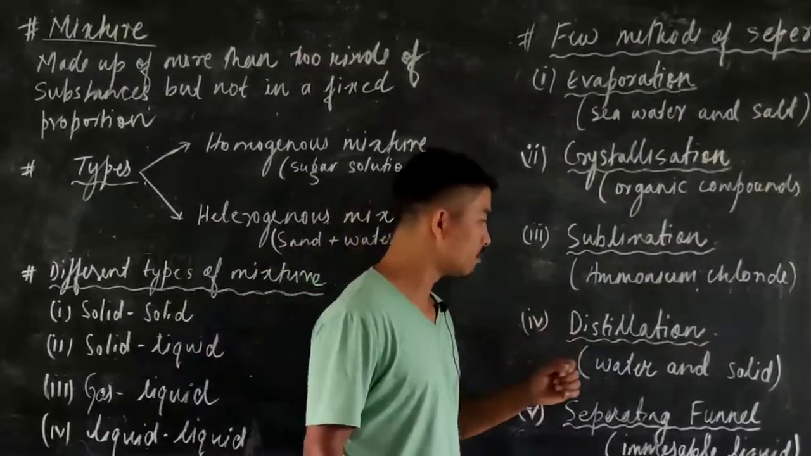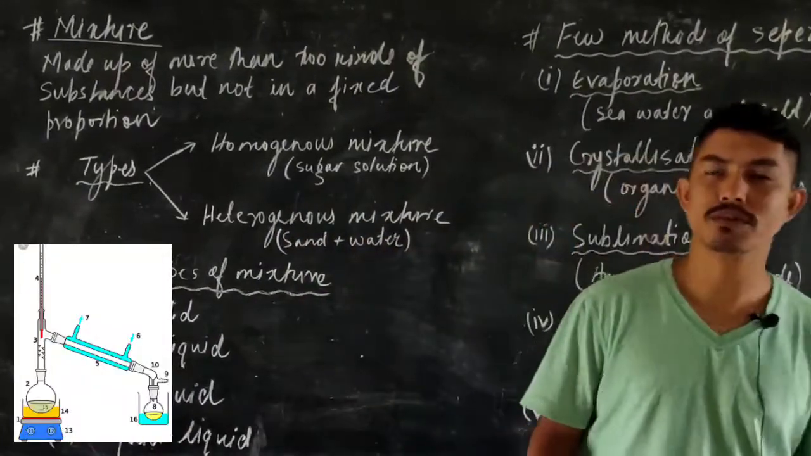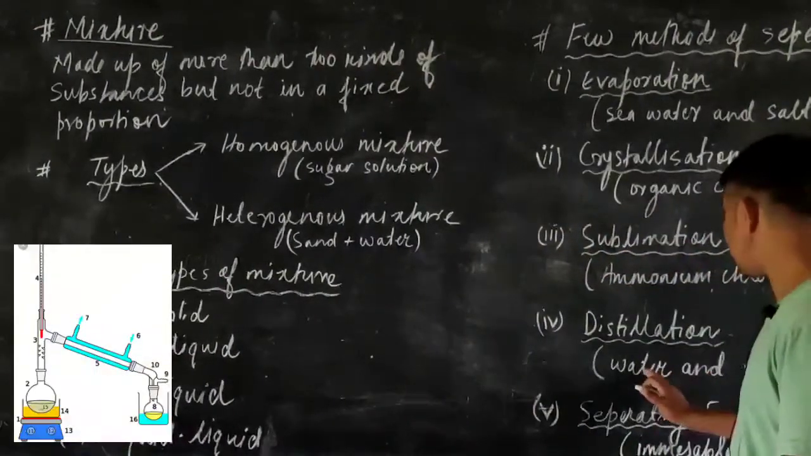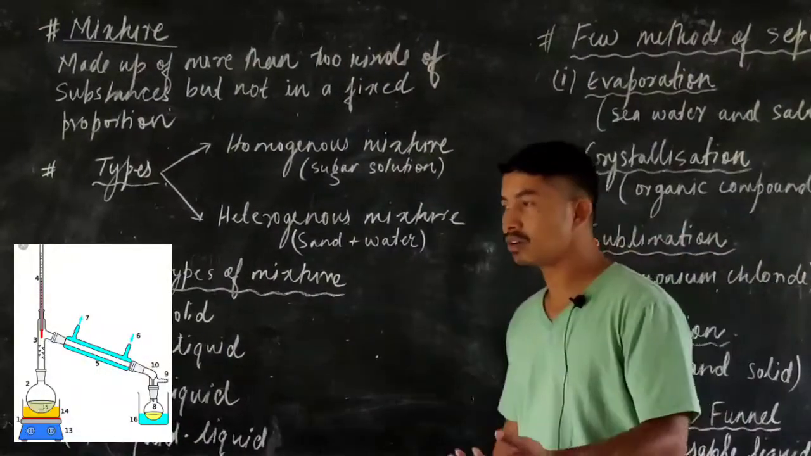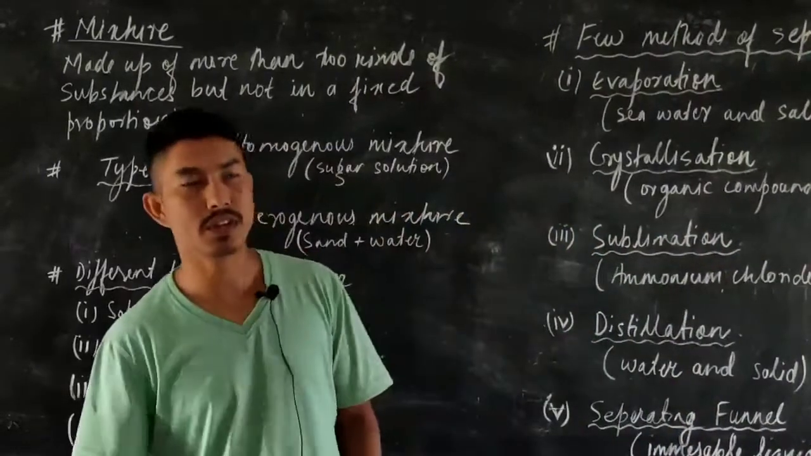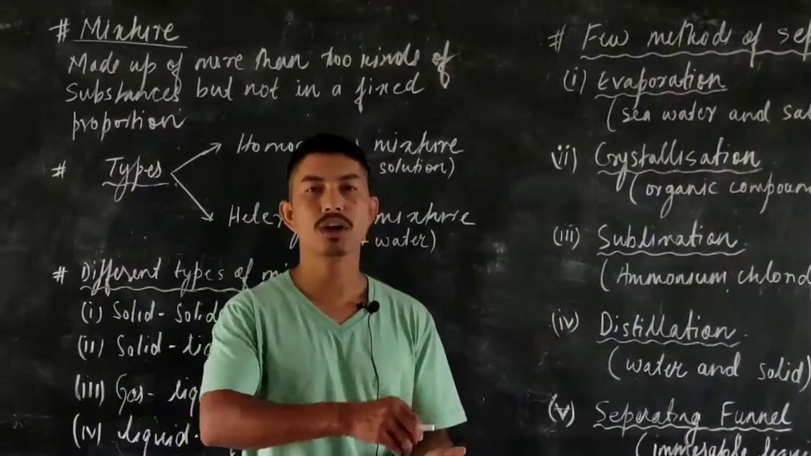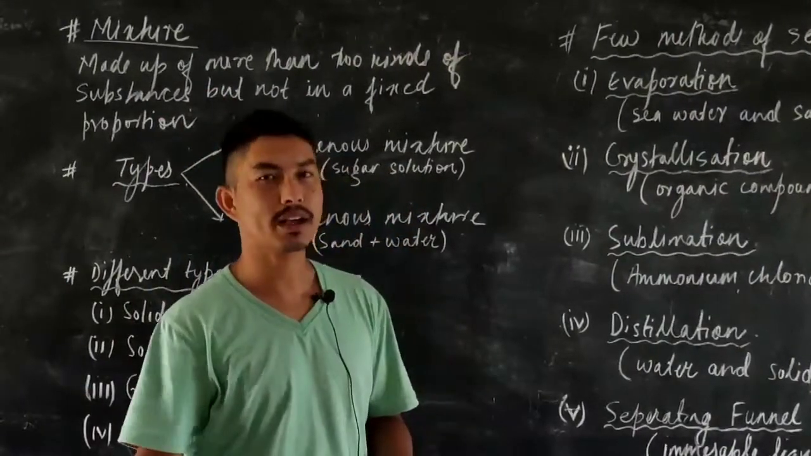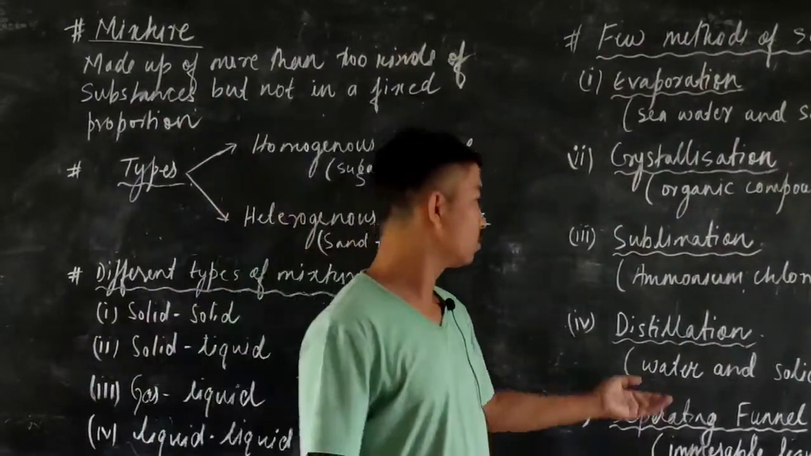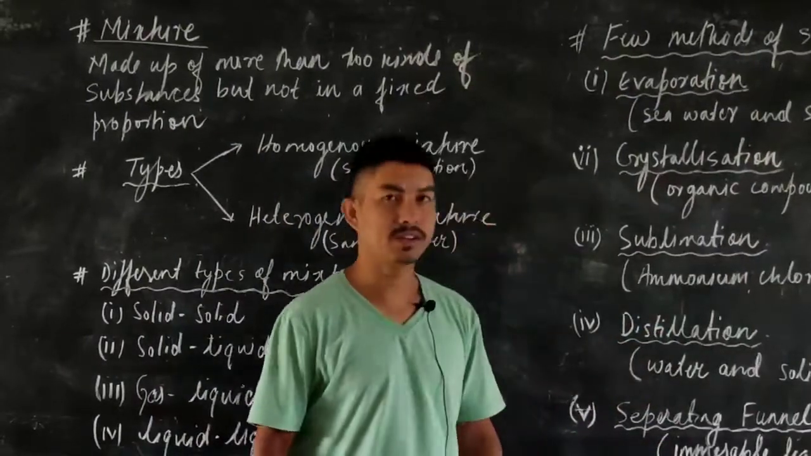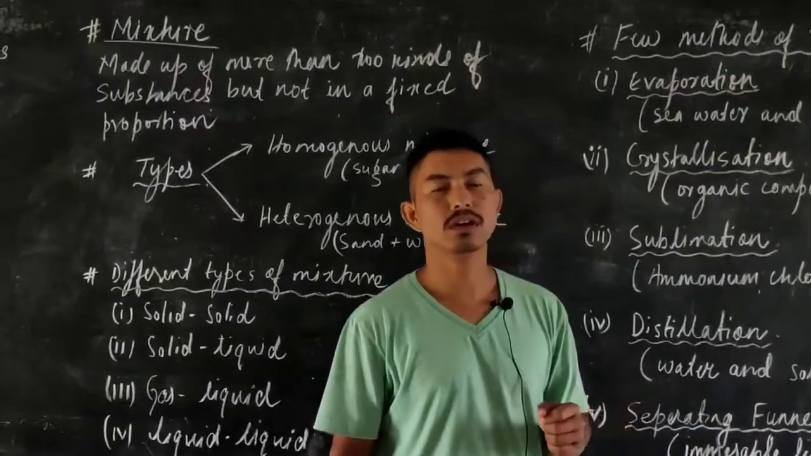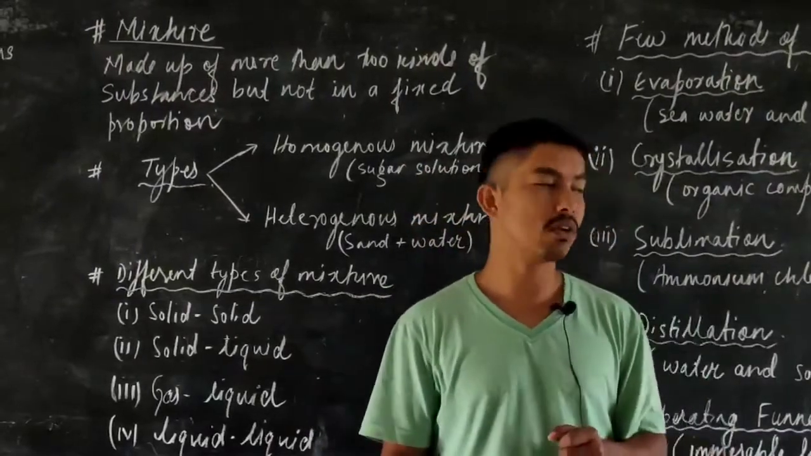Then we have the process of distillation. What is done in distillation? For example, we can take water. If we have to separate water from a solid or some dissolved impurities in it, we may boil the water, the water will change into steam and then this steam is condensed back into water again. Such a process is known as distillation. By this process we can easily separate a mixture of liquid and solid.